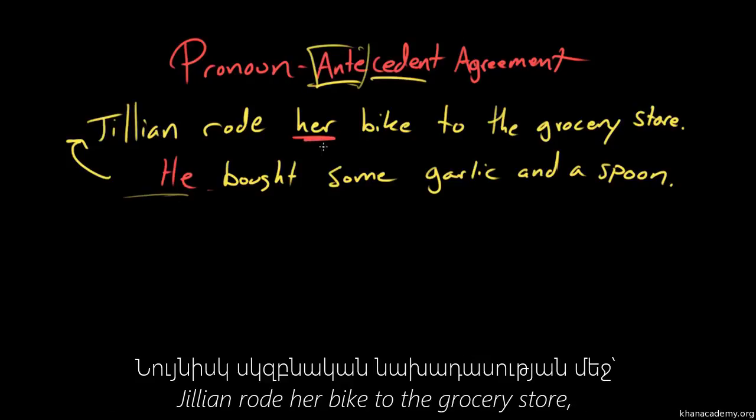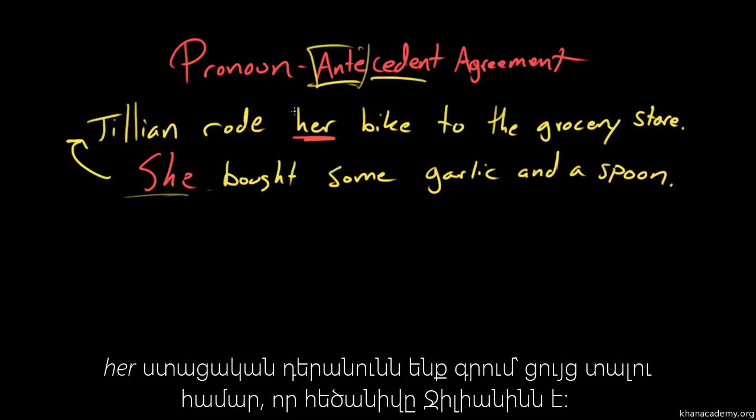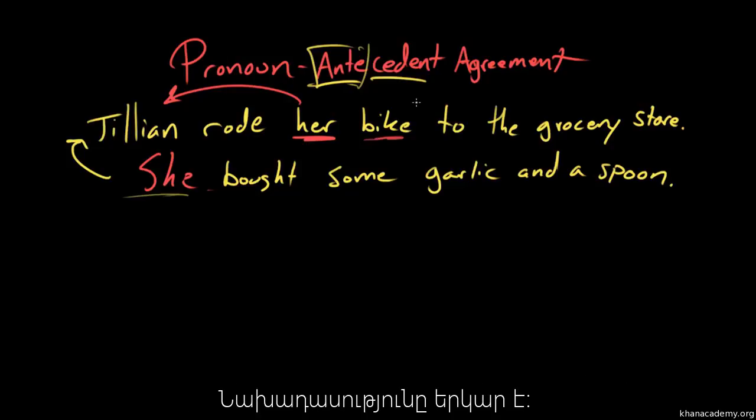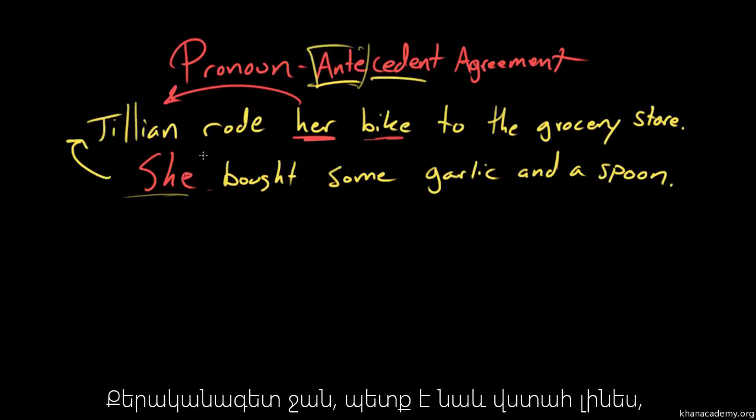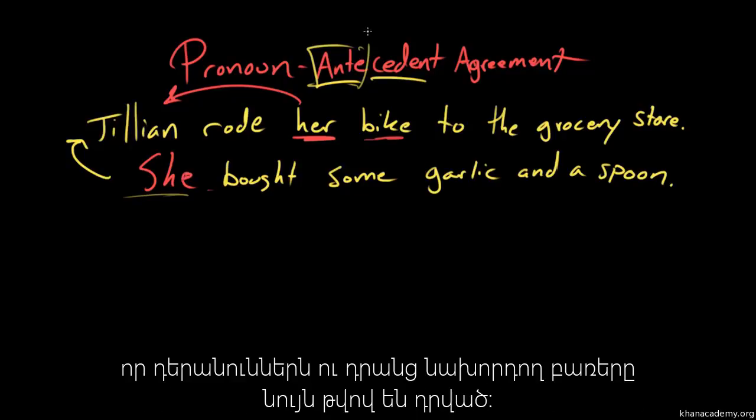So even within this initial sentence, too, Jillian rode her bike to the grocery store, we're referring back to Jillian using this possessive pronoun to define the bicycle. Oh, because it's a longer sentence. Well, we're using it to demonstrate the relationship between Jillian and the bicycle. Gotcha. Yeah. And you also want to make sure that pronouns and their antecedents agree in number.